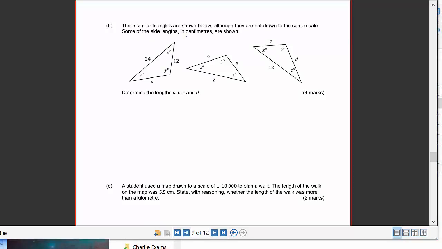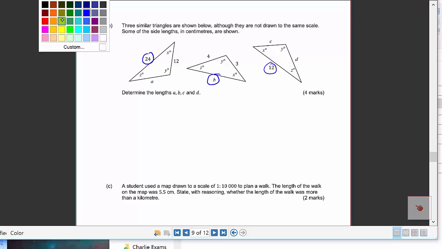Three similar triangles are shown below, although they are not drawn to the same scale. Some of the side lengths in centimeters are shown. So let's look at what's corresponding here. Between x and z we've got a 24. Between x and z here we've got the b. Between x and z here we've got the 12.